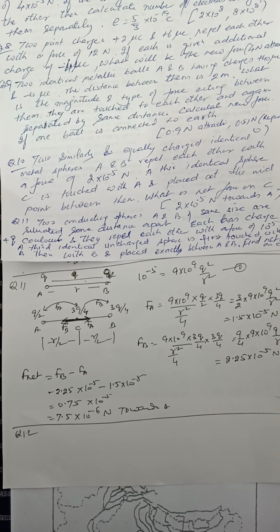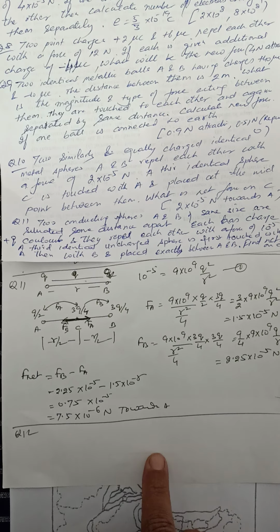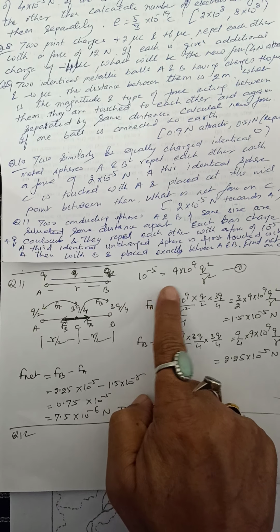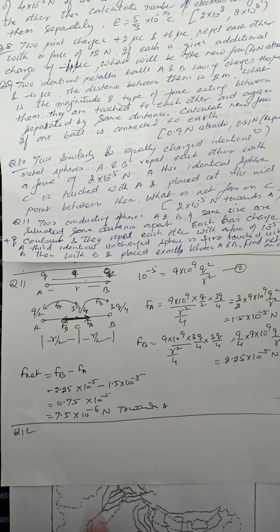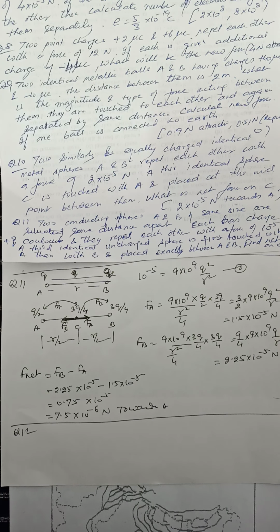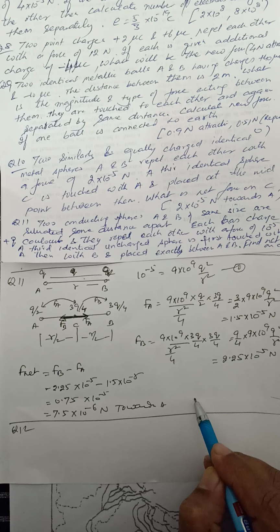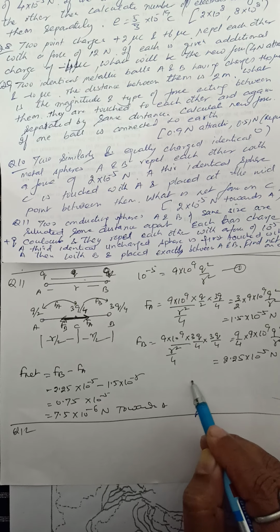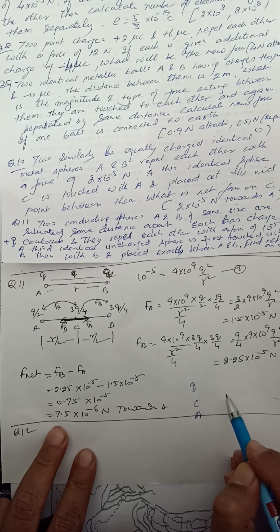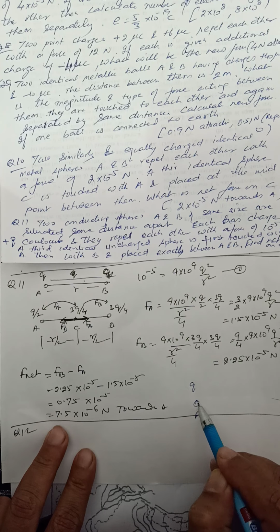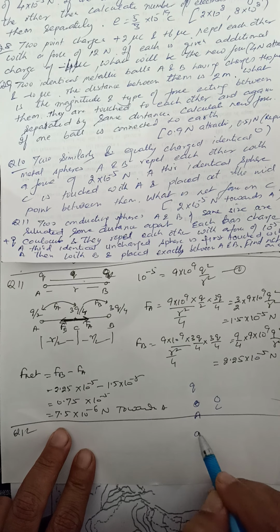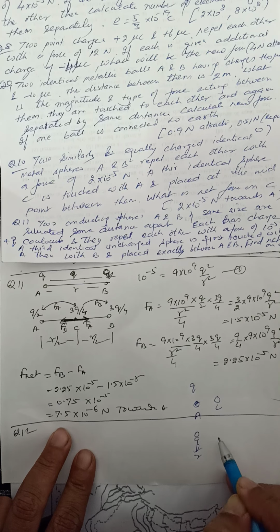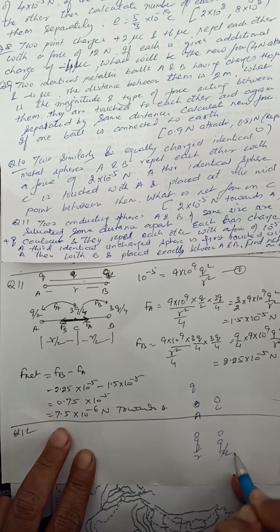First we read the first sentence. Two spheres repel each other with a force of 10^-5 Newton. Apply the formula 10^-5 equals 9 × 10^9 Q square by R square. Now C is touched with A. Now what happens when C is touched with A? A having charge Q, C is neutral. After touching, A will acquire charge Q by 2, C acquires Q by 2.